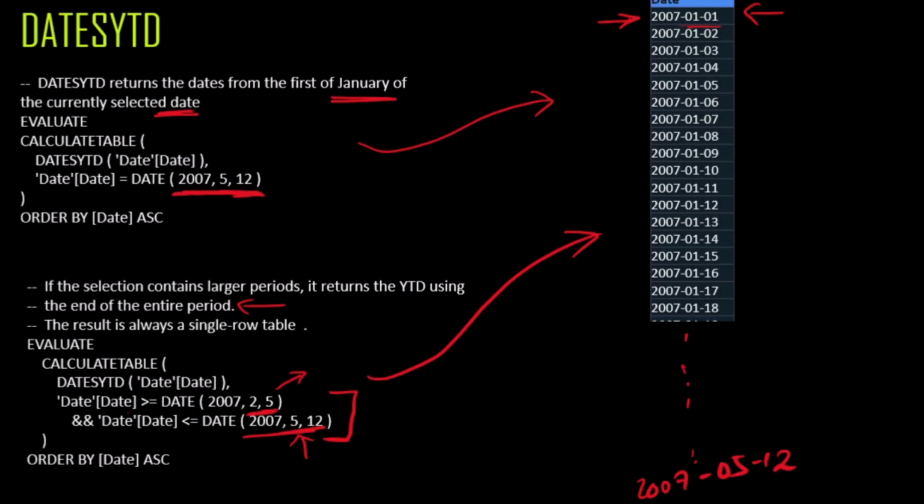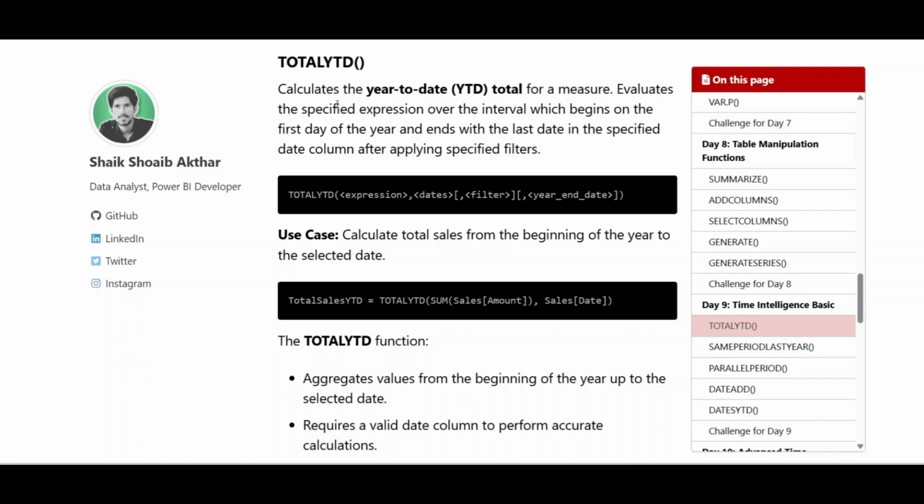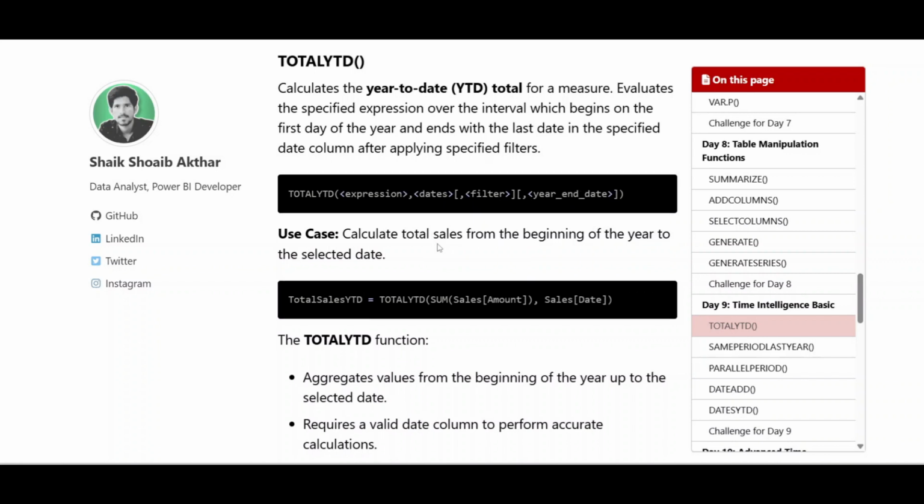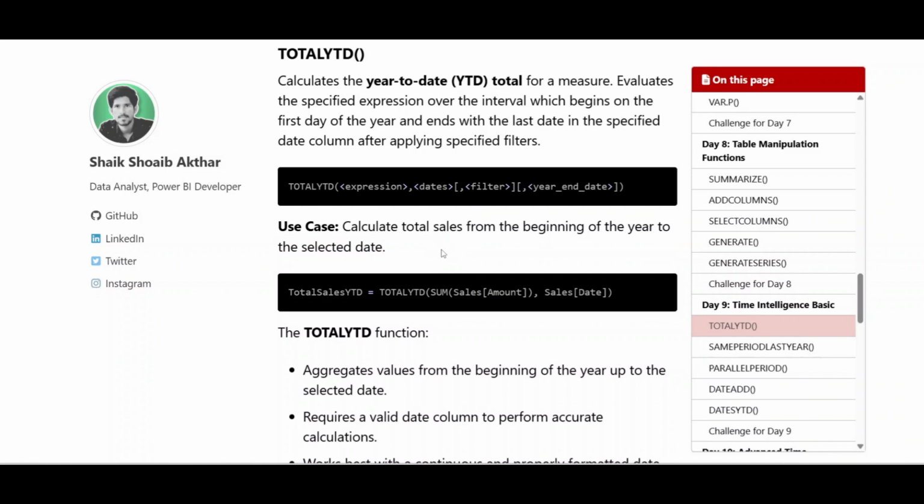Now let's go back and see how the TOTALYTD function works. TOTALYTD calculates the year-to-date total for a measure. It evaluates the specified expression over the interval which begins on the first day of the year and ends with the last date in the specified date column after applying specified filters. So this is the syntax for TOTALYTD, in which we pass an expression which we want to calculate, and after that we specify the dates and, if we want, additional filters, and the filter and year-end dates are optional. The use case of this function is to calculate the total sales from the beginning of the year to the selected date.